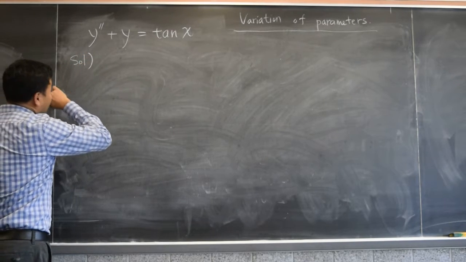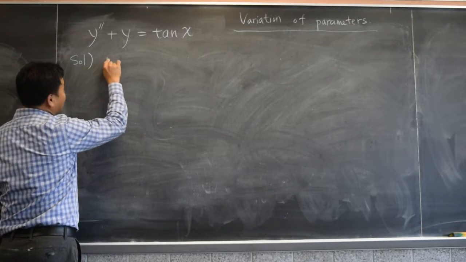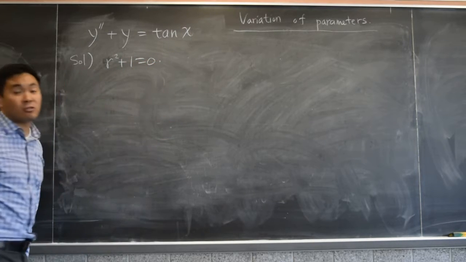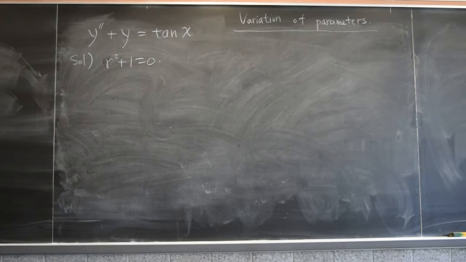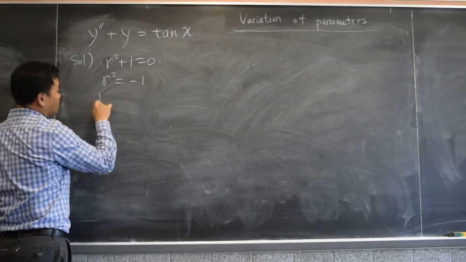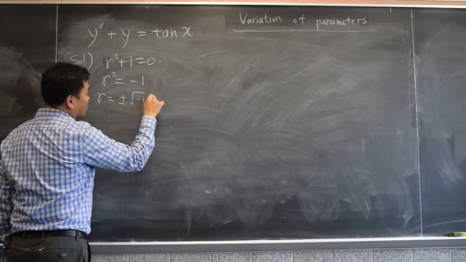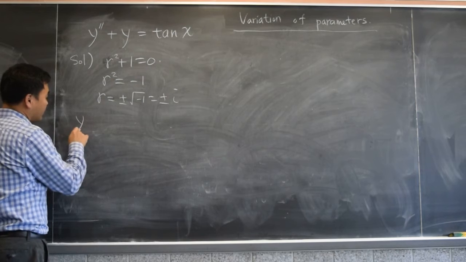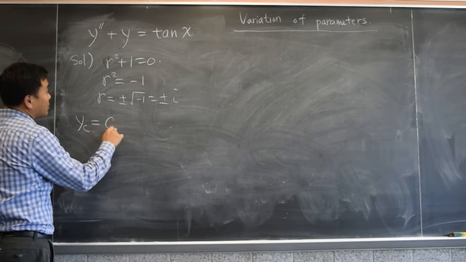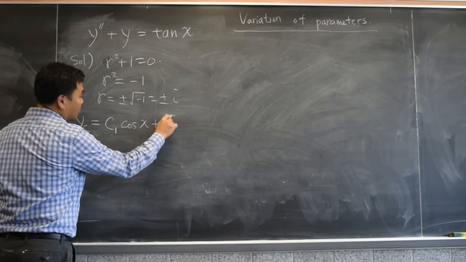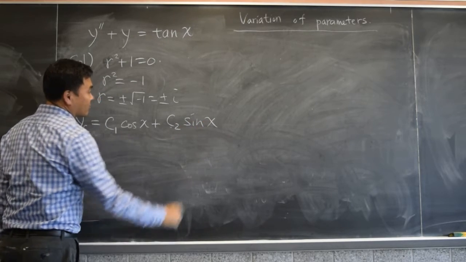Let me try to explain it by using this example. All right, so the first thing you do is you start by complementary, just like before. So r squared plus 1 equal to 0. That's your characteristic equation for the complementary solution, right? And if you move the 1 to the other side, and you take the square root, which is plus minus i, then you see that your yc is c1 times cosine of x plus c2 times sine of x.